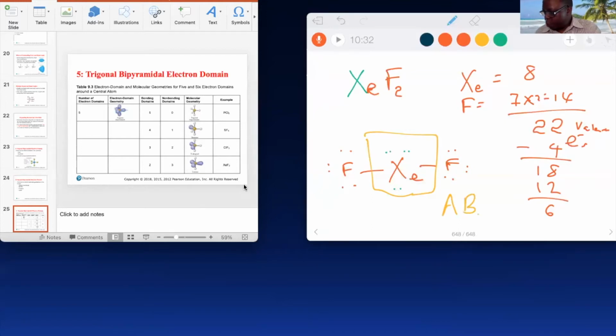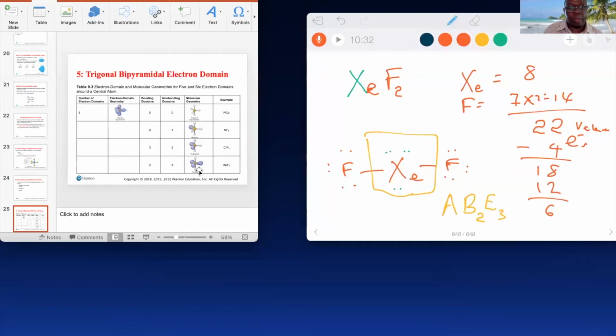B, we have 2 fluorines and 3 lone pairs. So if I add 2 plus 3, that is 5, which means 5 electron domains. The blue loops you see here stand for the lone pairs, which occupy the equatorial positions. So if I am to describe the electron domain geometry, it is trigonal bipyramidal, but the molecular geometry is linear. So you have to tag this as well.